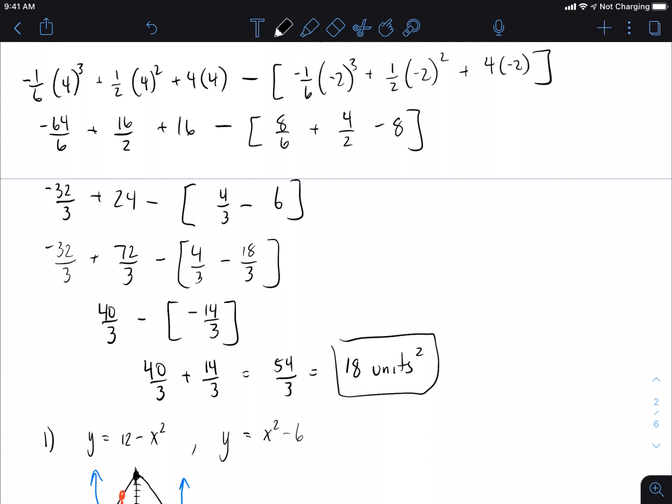Hey, look, the calculus isn't the hard part. It's the algebra and arithmetic that eat us up. Yeah, they do be.